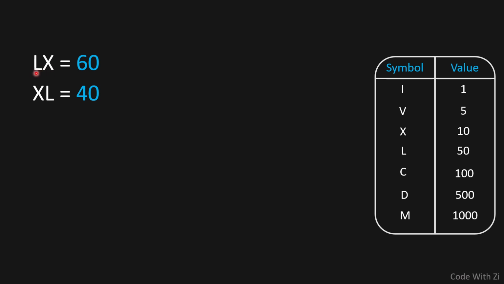And the bigger number, which is L, comes before the smaller number, which is X. But here, we have the exact opposite. The smaller number comes first, and then the bigger number comes. And when the smaller number comes first, we actually subtract its value from the bigger number. For example, L is 50 and X is 10, and we say 50 minus 10 is equal to 40.